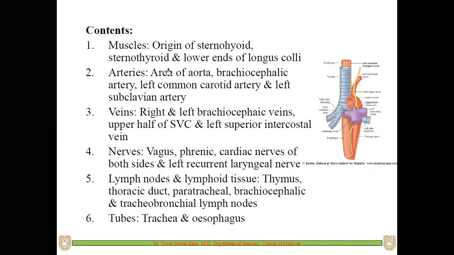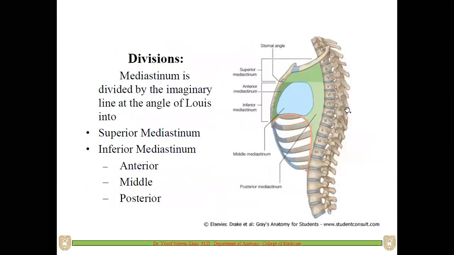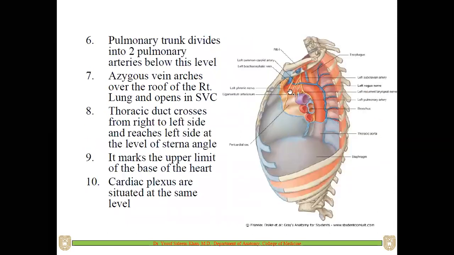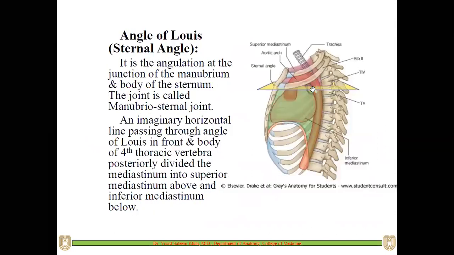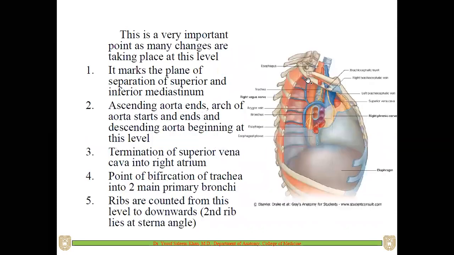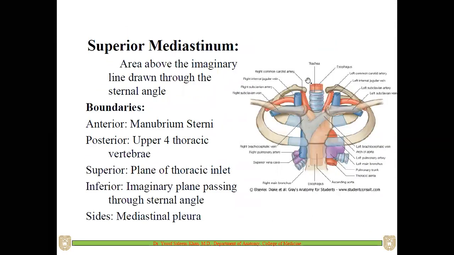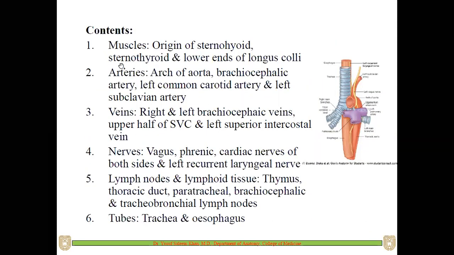Arteries: one is the arch of the aorta. As you can see here, the arch of the aorta is present here. So this is the superior mediastinum. Here is the arch of the aorta. This is the trachea. Then we have the esophagus. All those structures I will show you later. This is the arch of the aorta, present within the superior mediastinum.